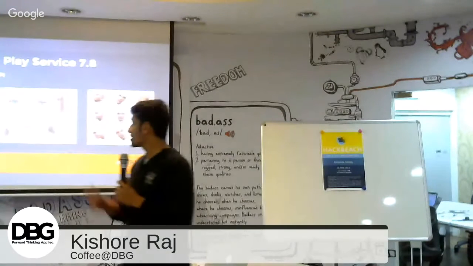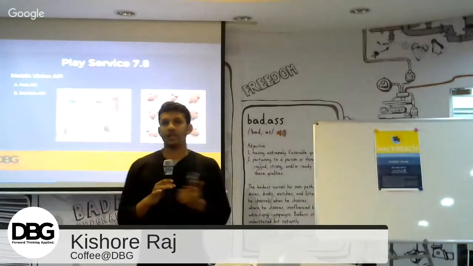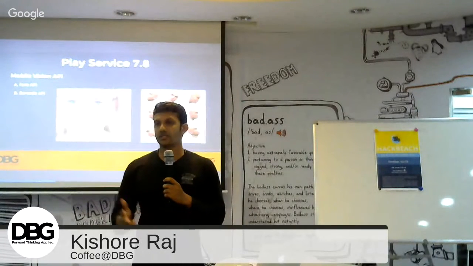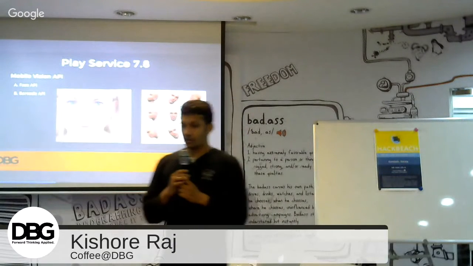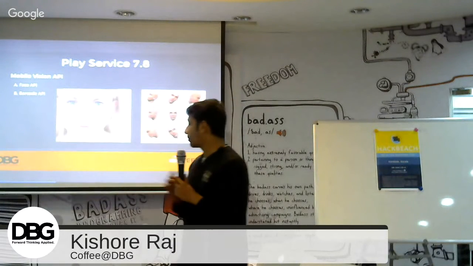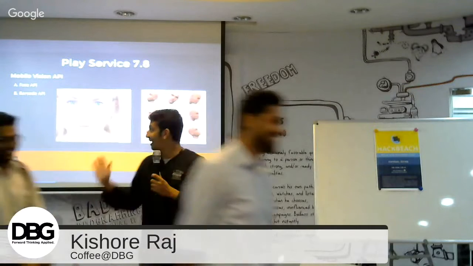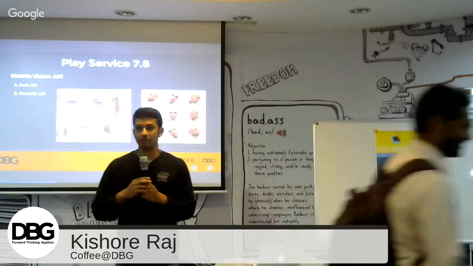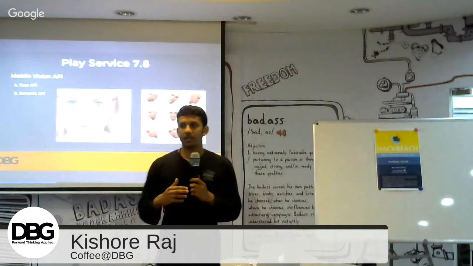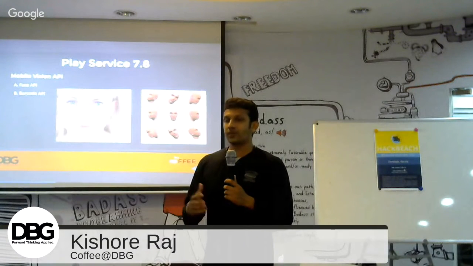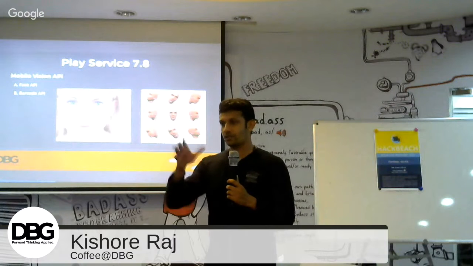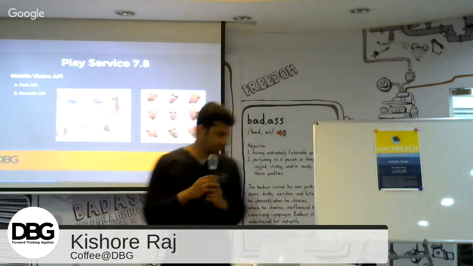And the next one is the Barcode API. We know that Android developers normally use third-party libraries to integrate barcode scanning. But now the Barcode API is also integrated into the Play Services API. So we can integrate it in an easy way, and also customize the camera frames and all in an easy manner.